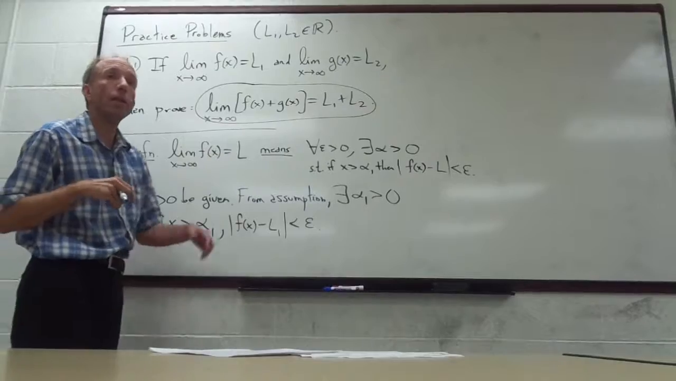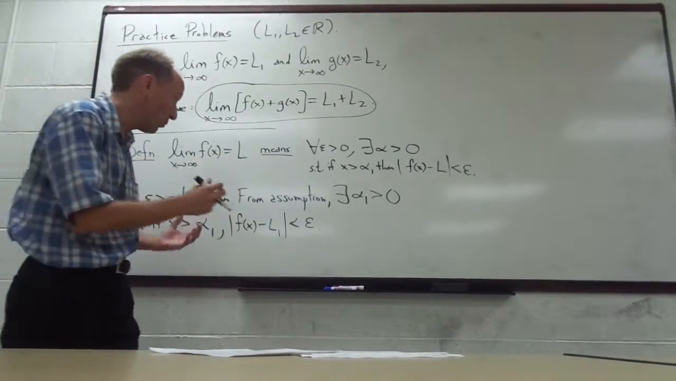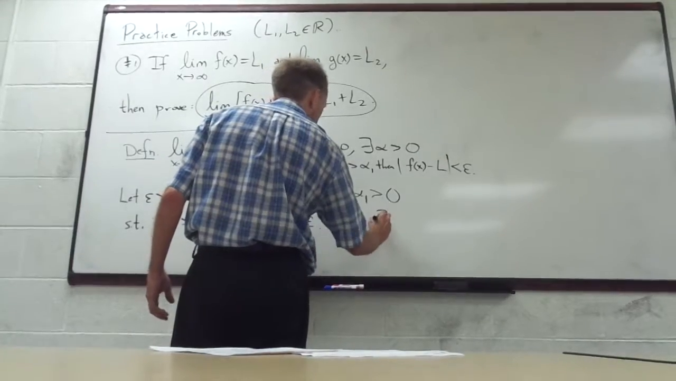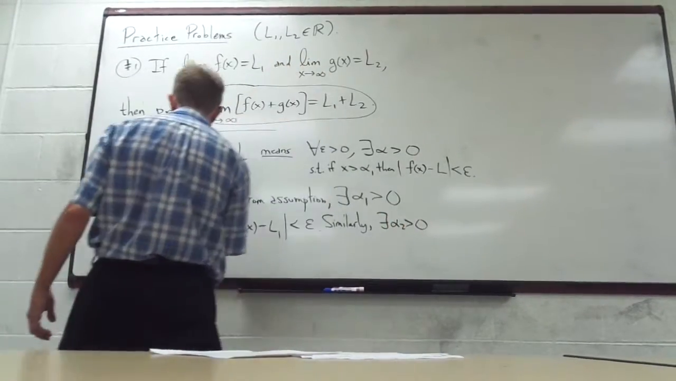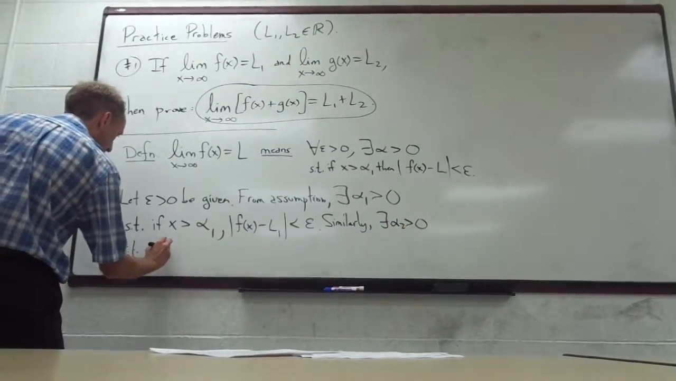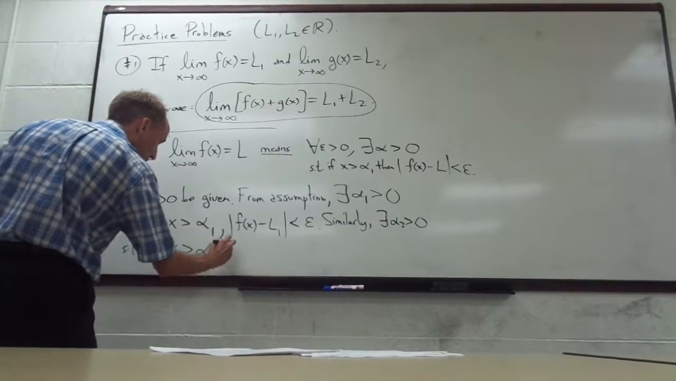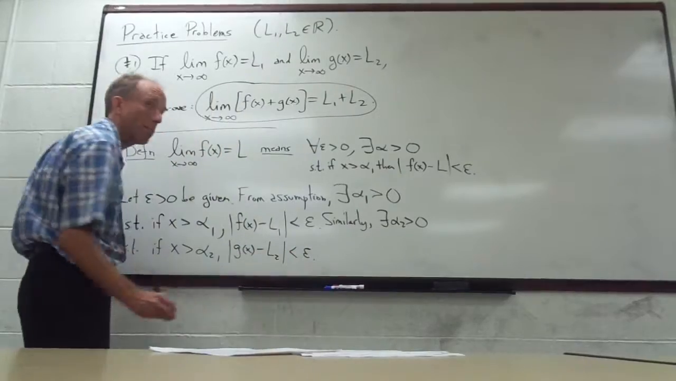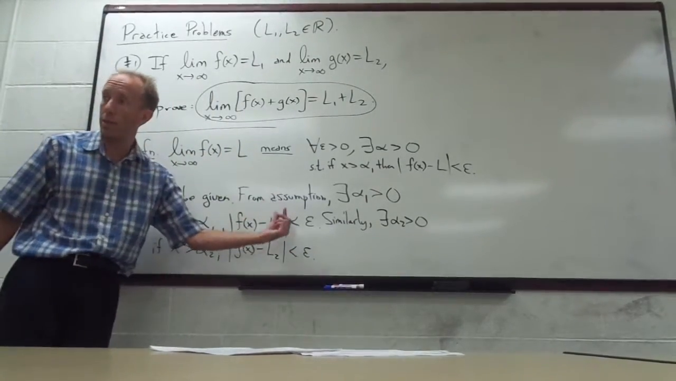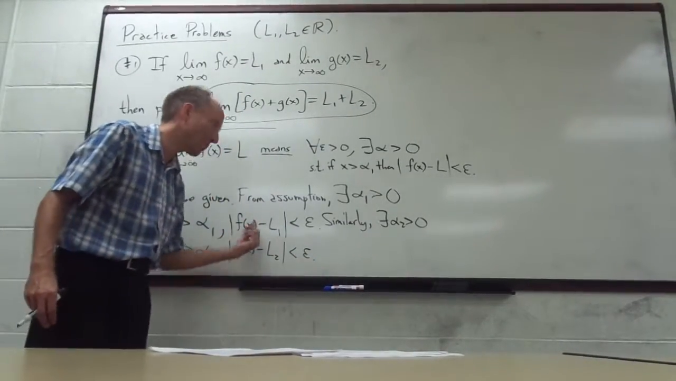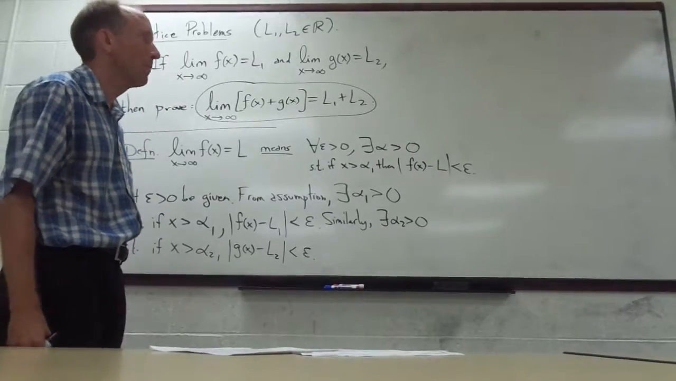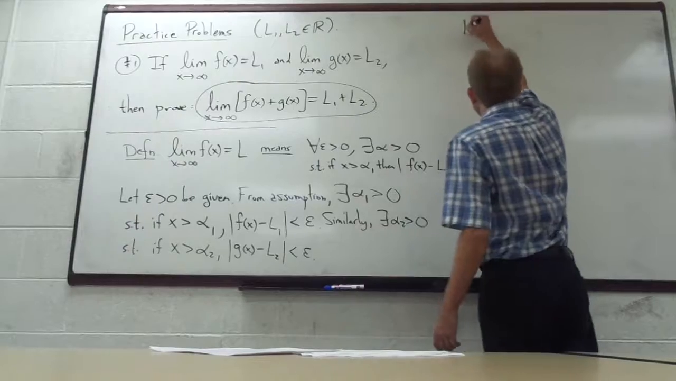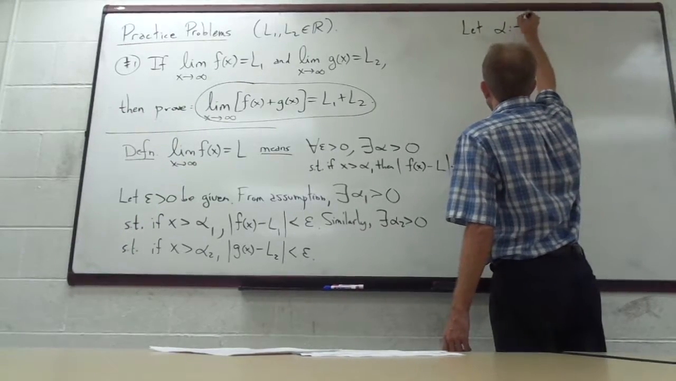Okay? And then likewise, there exists an alpha 2. So similarly, there exists an alpha 2 greater than 0 such that if x is greater than alpha 2, absolute value of g of x minus L2 is less than epsilon. So we can make f of x very close to L1, and we can make g of x very close to L2. Okay? So based on that, what do you think would be the alpha that we would ultimately want to pick here?